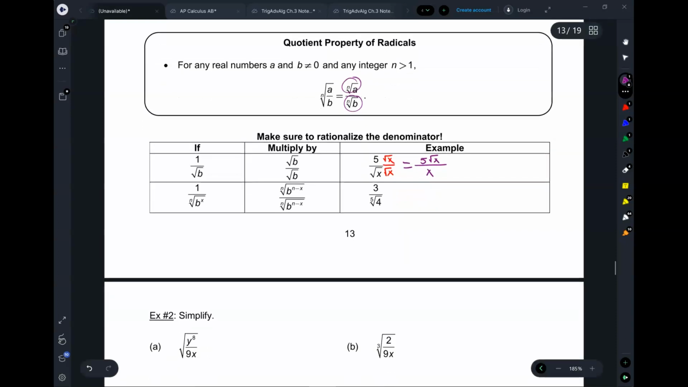Now, if you have a different root, you have to figure out how many additional ones you need and multiply by that many. One way of doing that is to subtract the outside number minus the inside number, and that will tell you what to multiply by. But again, I'm always against memorizing things.